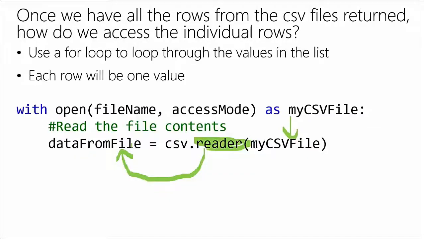Now, if you do have all the values in a list and you want to see all the values, well, what did we see as a way of looking at all the values in a list? We saw you can use a for loop. And remember, each value in the list is going to be one row. I do want to be specific about that.